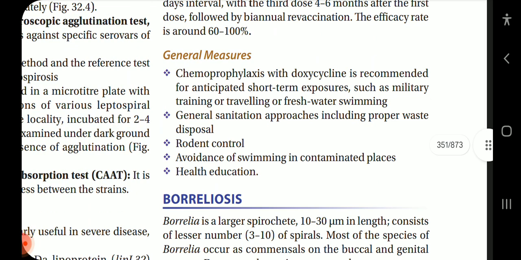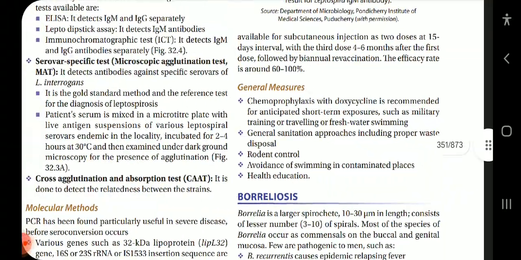General measures: chemoprophylaxis with doxycycline is recommended for anticipated short-term exposures such as military training, traveling, or freshwater swimming. General sanitation approaches include proper waste disposal, rodent control, avoidance of swimming in contaminated places, and health education.